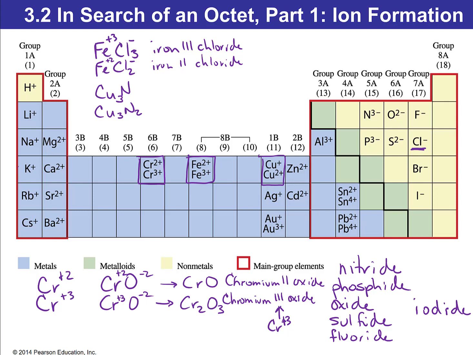So before you can name this, you've got to figure out what the charge on the copper is. And you can figure out the charge on the copper because you know the charge of the nitrogen. So you know nitrogen's always going to have that -3. So you know the charge on the nonmetal, so you can figure out the charge for the metal. So in the first one, what do you think the charge is?